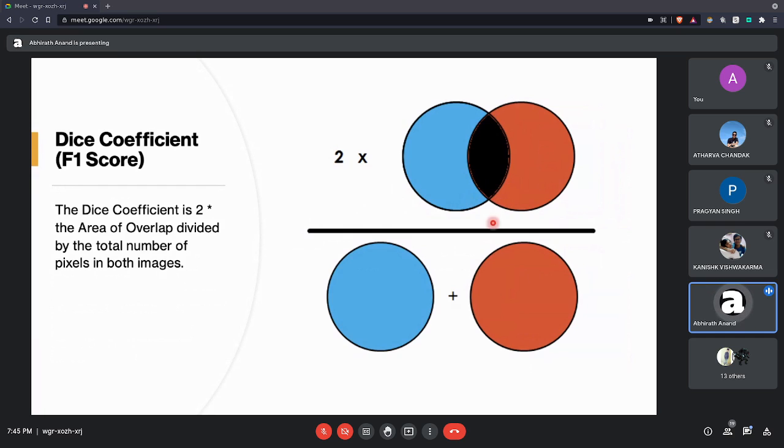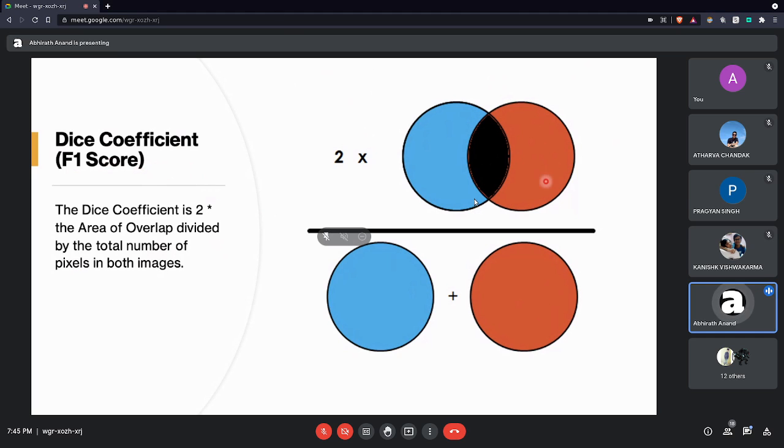And this is the dice coefficient. We saw this a couple of slides back. This is a custom loss function that they define. The dice coefficient is just 2 times the area of overlap, which is this black region, divided by the total number of pixels in both images. I like this image a lot because it visually shows what's going on. This is also called the F1 score in some literature, and this is also a metric that you will see being used for semantic segmentation tasks in a lot of cases.